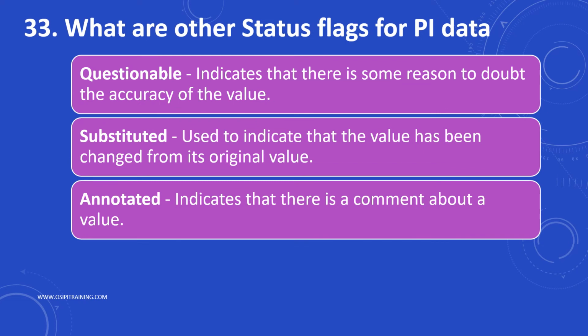What are other status flags for PI data? So you know PI data has a value and also a timestamp. Along with this, it has three more status flags: questionable, substituted, annotated. Questionable indicates that there is some reason to doubt the accuracy of the value. Substituted is used to indicate that the value has been changed from its original value. Annotated indicates that there is a comment about a value.